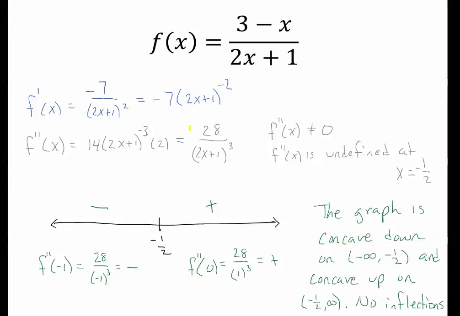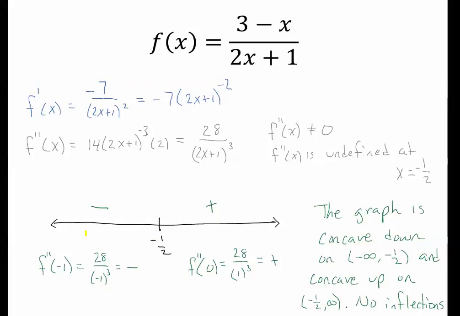Simplifying, 2 times 14 will give me 28 in the numerator, and (2x plus 1) to the third power in the denominator. Once again, my second derivative can never equal 0 because 28 is my numerator, and 28 can never be 0. The second derivative is also undefined at x equals negative 1/2. The original function, first derivative, and second derivative are all undefined at this value of negative 1/2. Even though it cannot be an inflection point, since it's not in the domain, we do use it to break apart our number line into intervals.